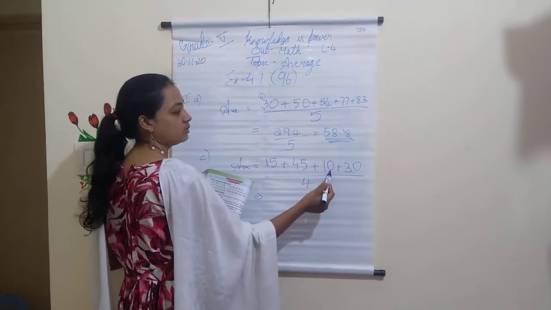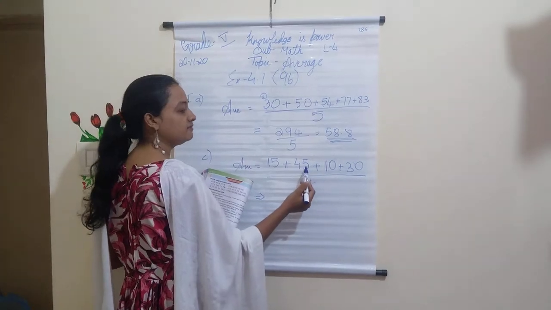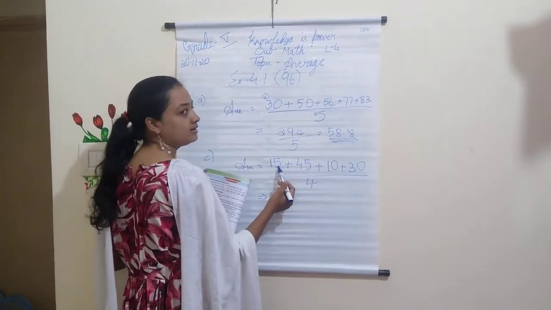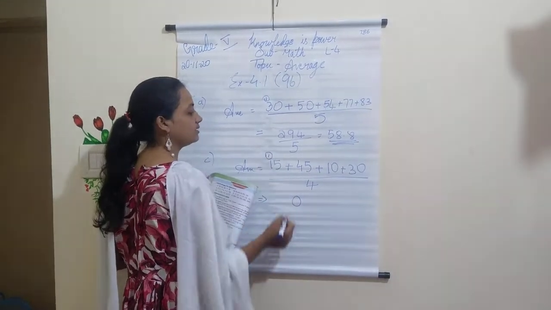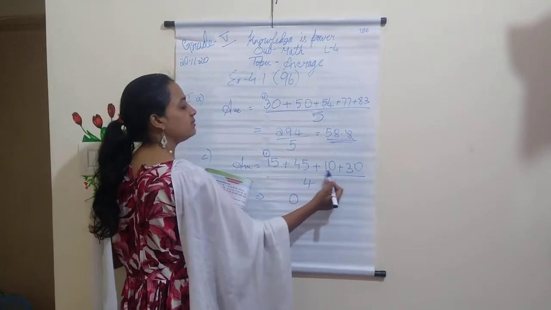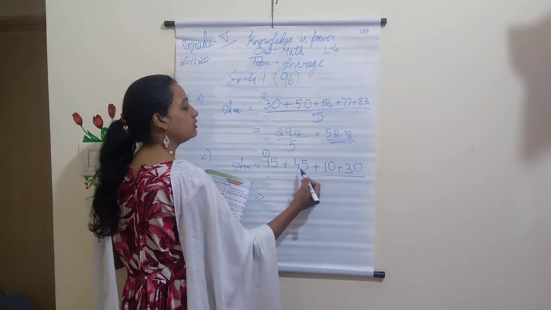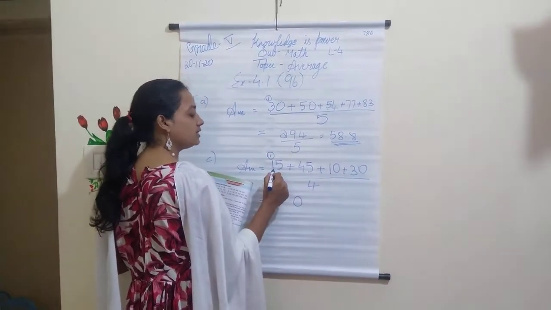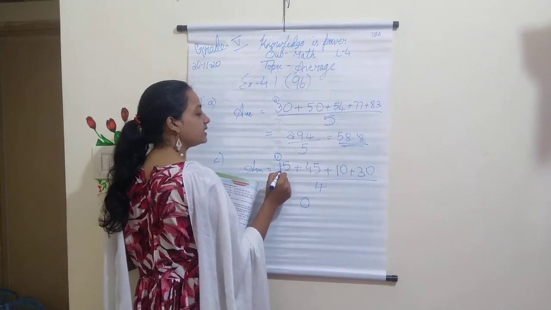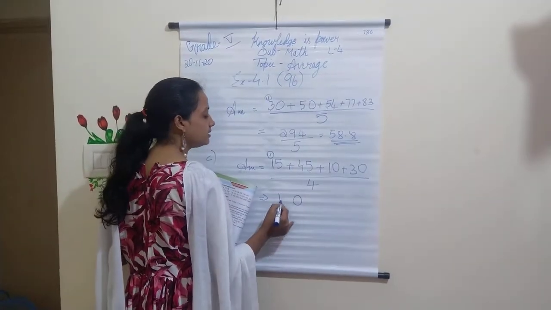0 plus 0 is 0. 0 plus 5 is 5. 5 plus 5, 10. 0, 1 carry. Next, 3 plus 1 is 4. 4 plus 4 is 8. 8 plus 1, 9. 9 plus 1, 10.